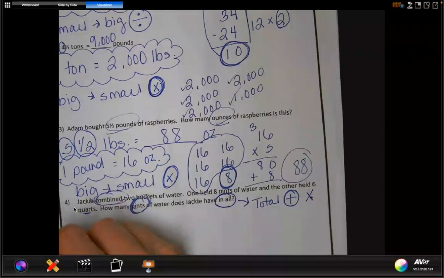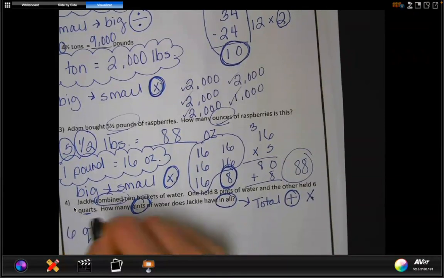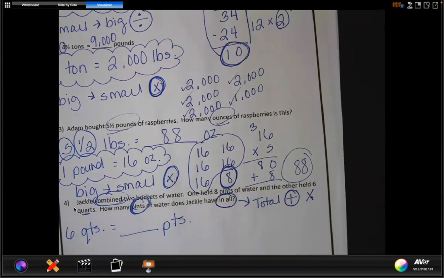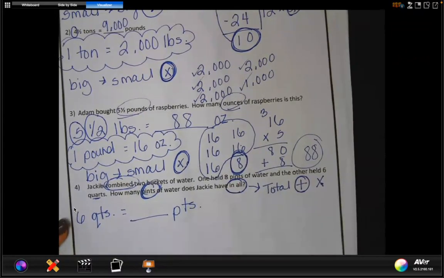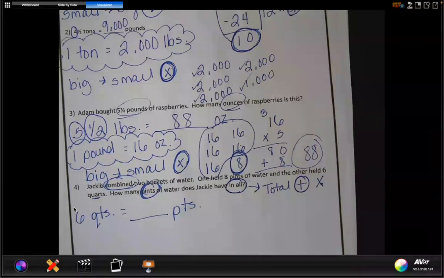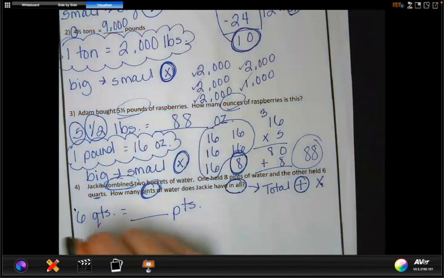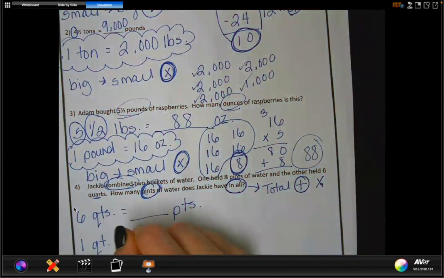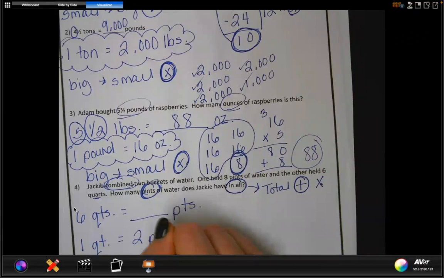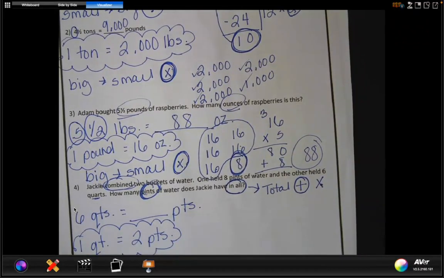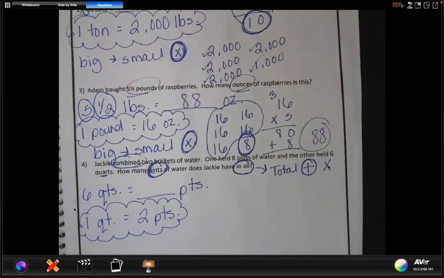So let's do that. We're going to take our 6 quarts and convert those to pints. Remember, this is just step number 1 before we add all of our pints of water together. All right, so our conversion rate here, this is going to be under capacity, and it tells us that 1 quart is equal to 2 pints. That is our conversion rate. 1 quart is equal to 2 pints.